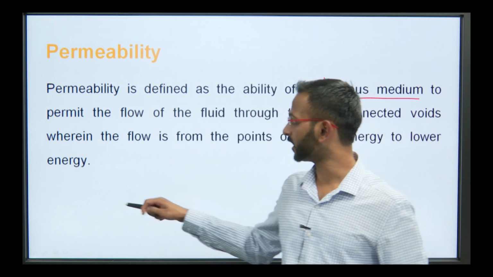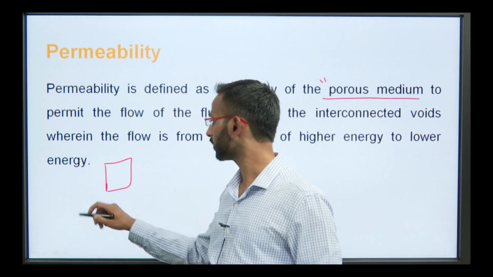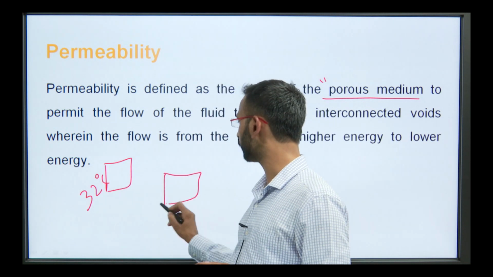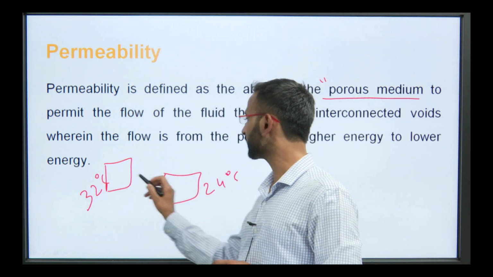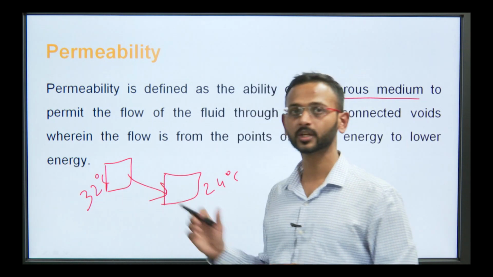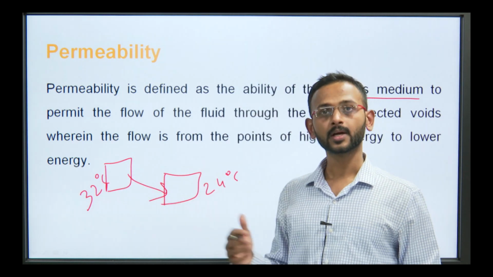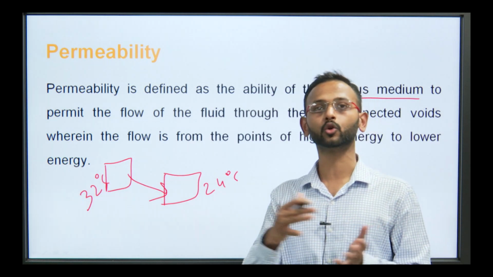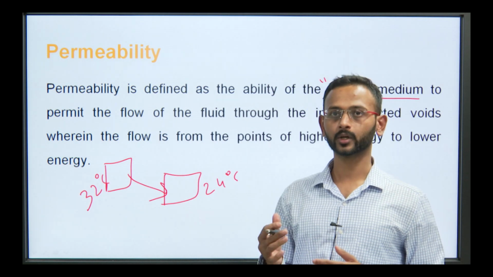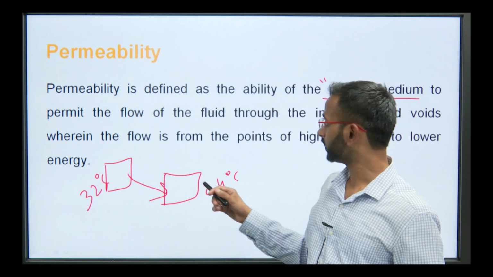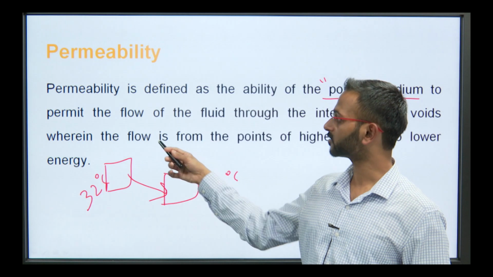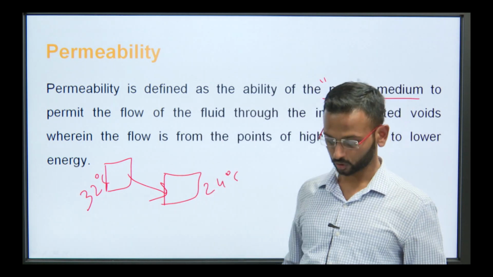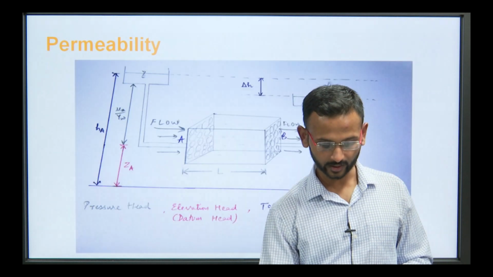Take temperature, for example: if it is 32 degrees Celsius at one place and 24 degrees Celsius at another, obviously the heat flow will be from the 32 to the 24 one. Similarly, the energy flow is also from a higher point of energy to a lower point of energy. This we know already, and this is the basic concept being used here. So, moving on to the next slide.